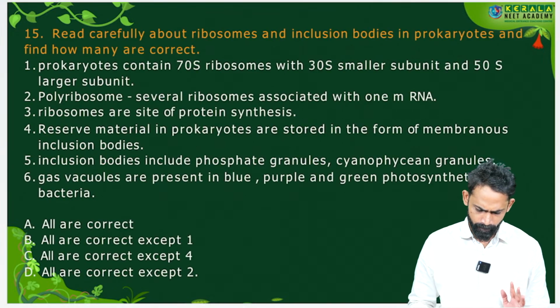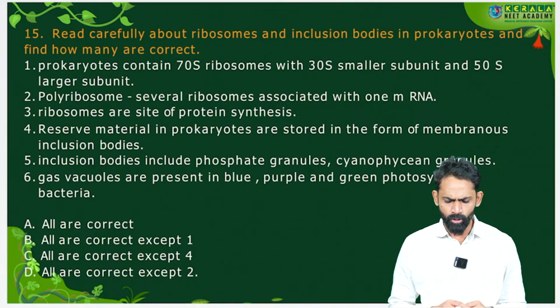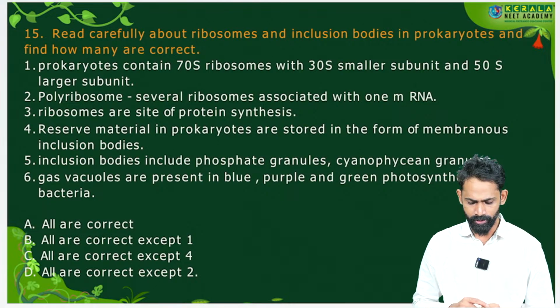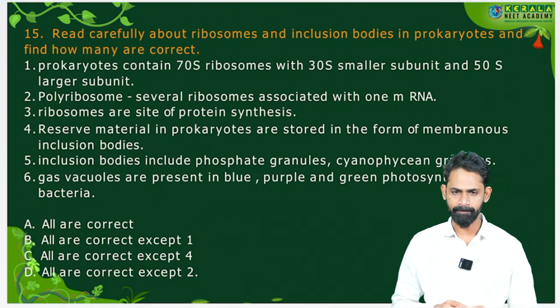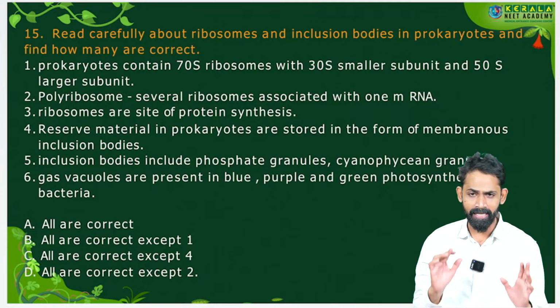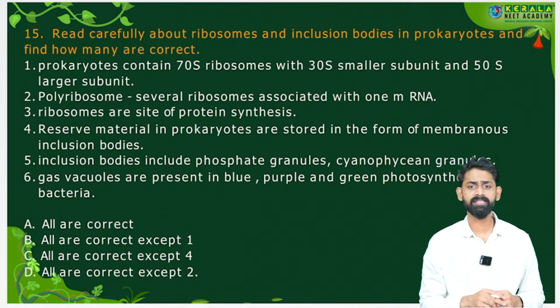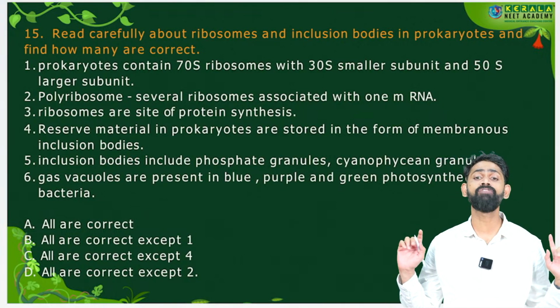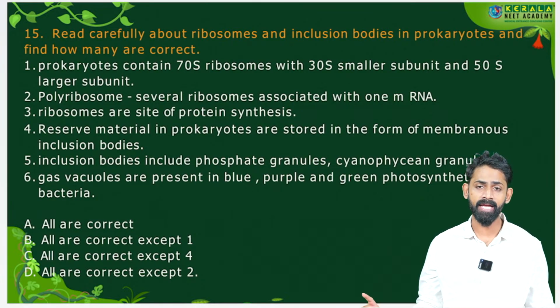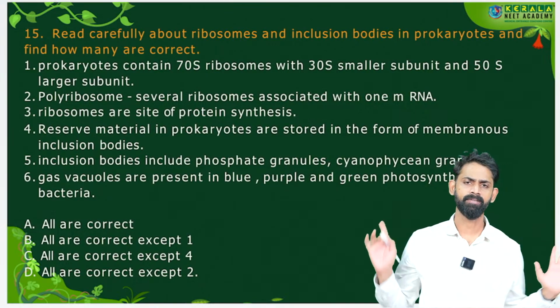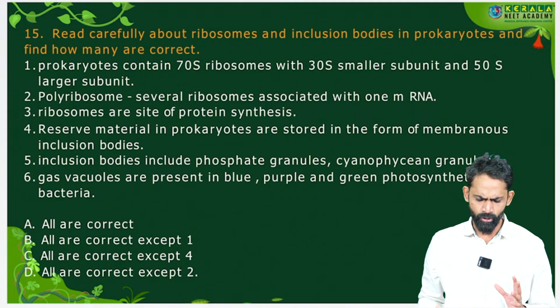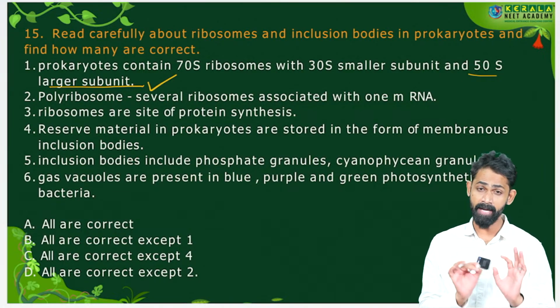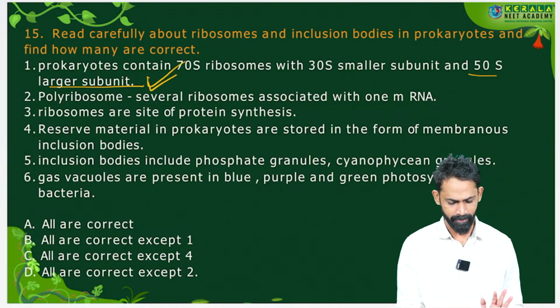So, going on. Read carefully about the ribosomes and inclusion bodies in prokaryotes and find how many are correct. Prokaryotes contain 70S ribosomes. What does the S stand for? S stands for Svedberg unit, or sedimentation coefficient. This is related to the density and mass of the object or organelle. So this one has a 30S smaller subunit followed by the 50S. This is fundamentally required information. Nice, correct.